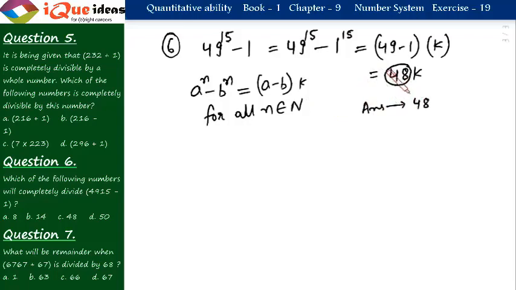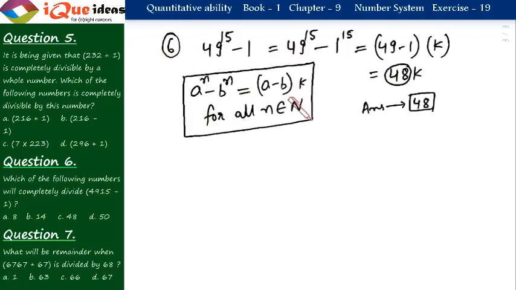So answer is 48. Right? Important thing is this relation that a raised to n minus b raised to n is always divisible by a minus b. Right? We have also done it for plus sign. A raised to n plus b raised to n is divisible by a plus b only for odd values of n. But a raised to n minus b raised to n is always divisible by a minus b. Right? So here the answer option is C option. Okay. Now question number 7.